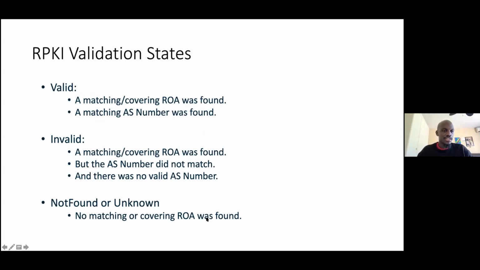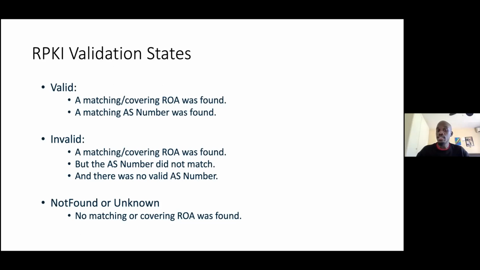So for validation states, what you see on your router is 3 options. You get valid, invalid, or not found / unknown. If it's valid, it typically means that there's a covering ROA that was found, and there's a matching AS number that was found for that ROA. So that's a valid entry.